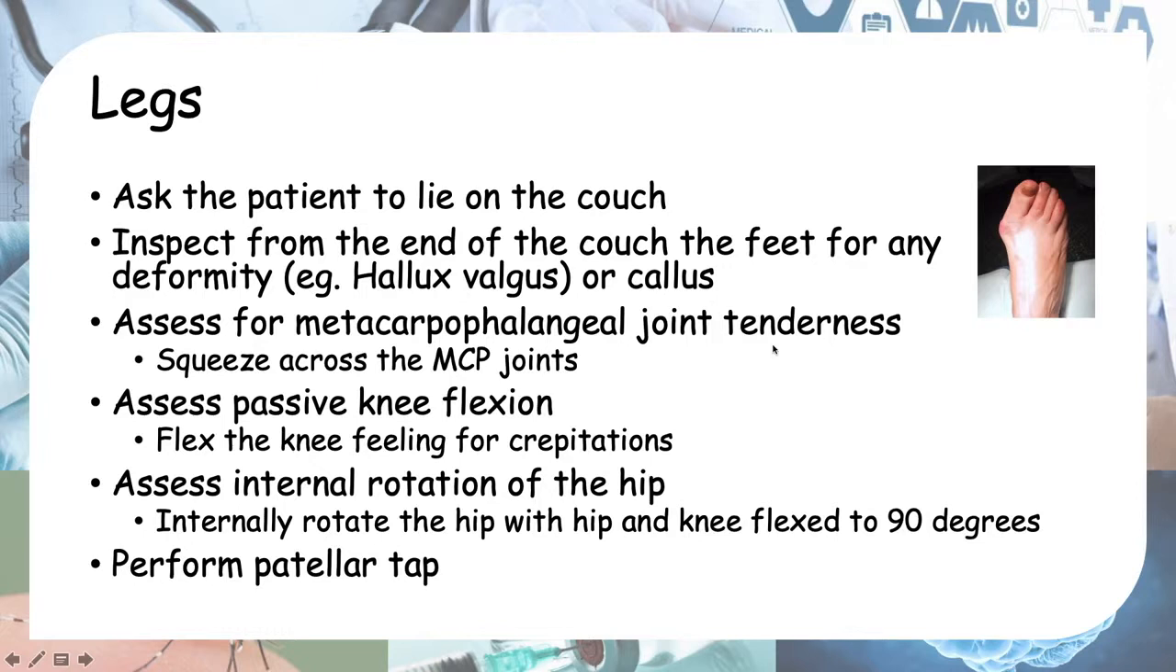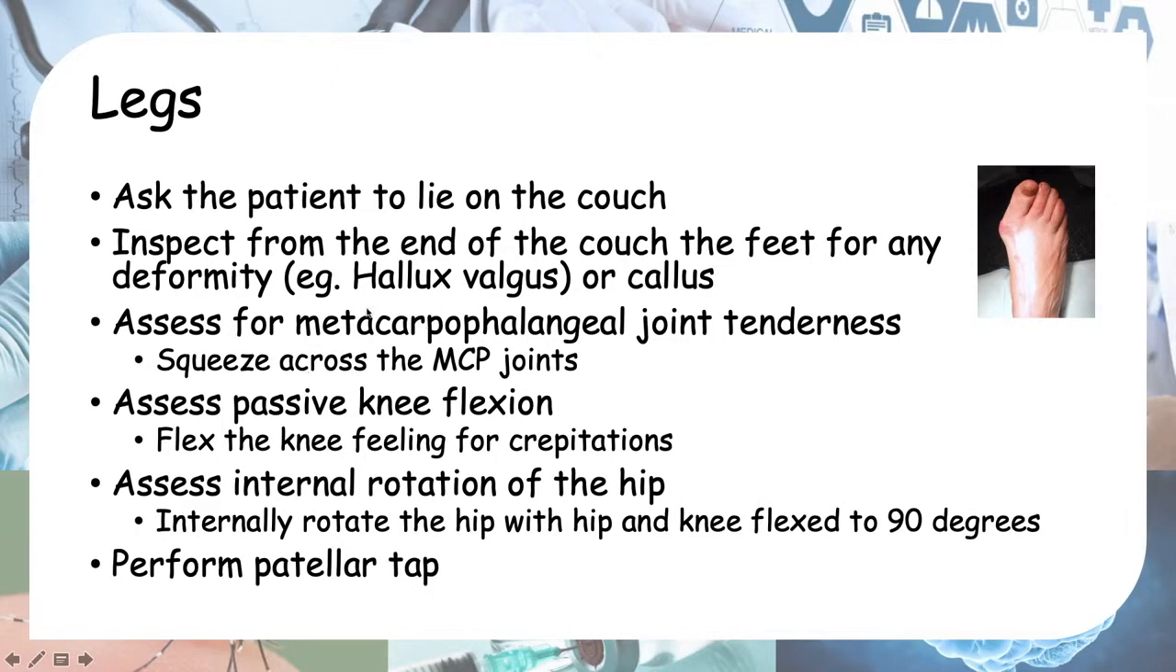Then moving on to legs. Now you're gonna ask the patient to lie on the couch, and then from the end of the couch you're gonna inspect if there's any deformities in the leg. For example, one of the deformities that you might be able to find is hallux valgus. So it looks like this. Or a callus, which is thickened skin due to excess friction.